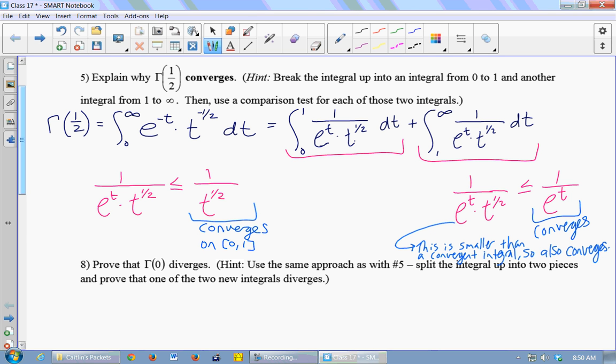And let's say you have trouble explaining to yourself that the inequality is true. You can always graph your two functions, look on 0 to 1, and see that this one is always below this one. So you can always use your graphing calculator to help confirm these inequalities.